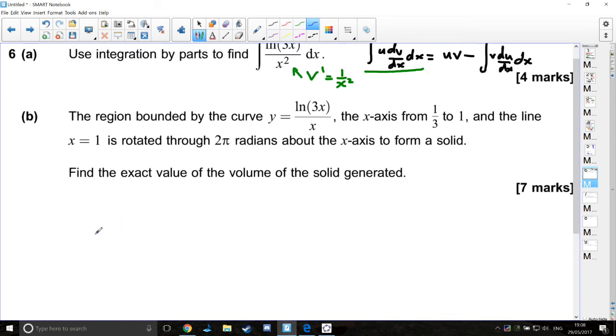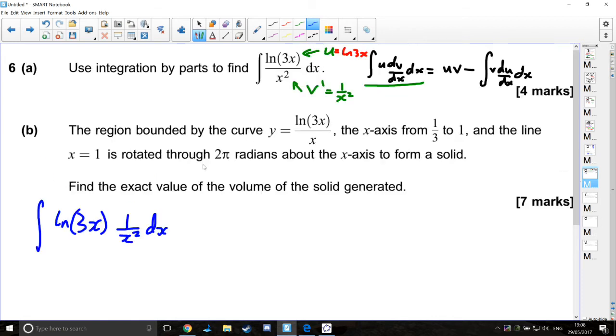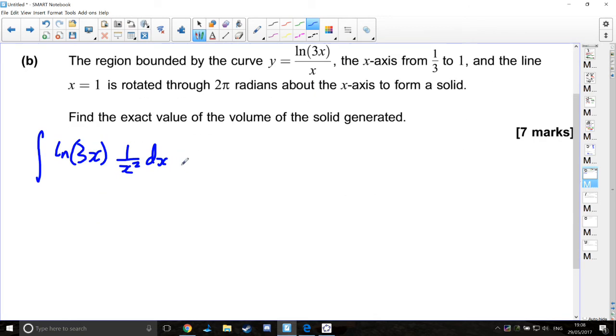So we have the integral of ln 3x multiplied by 1 over x squared dx. We have no limits, so that's a good thing. And as said before, this is u, this is v dash. So if I have u, which is ln 3x, u dash is equal to 1 over x by using the chain rule.